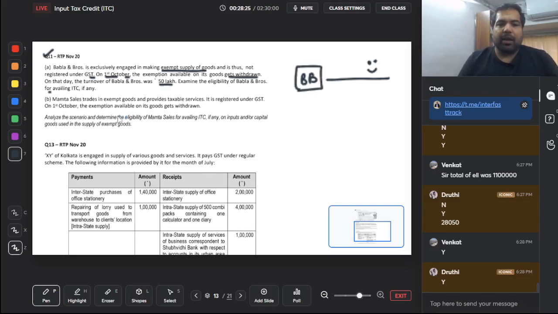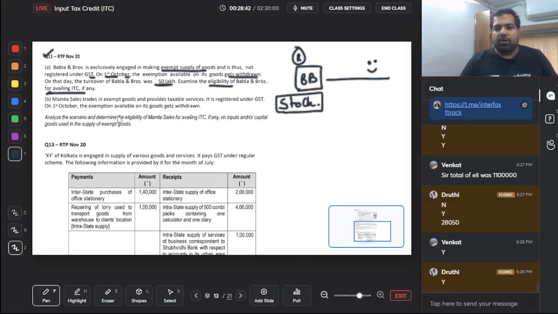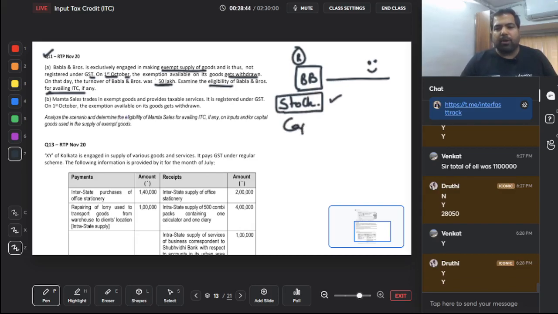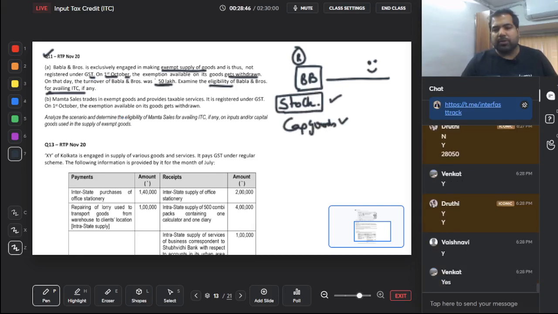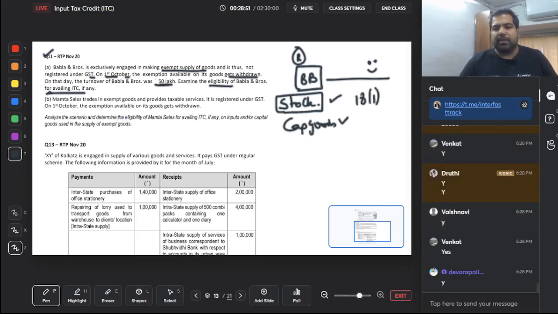Guys, examine the eligibility for availing ITC. Can they avail ITC? Yes, they will have to register immediately because their turnover is 50 lakh. And now will they get ITC? Yes. But what about the stock, guys? What about the stock? Can they take credit on the stock also? Yes. And what about the capital goods? Can they take credit on the capital goods also? Yes. This is section 18.1C. Register voluntarily credit expires. 18.1D, sorry.